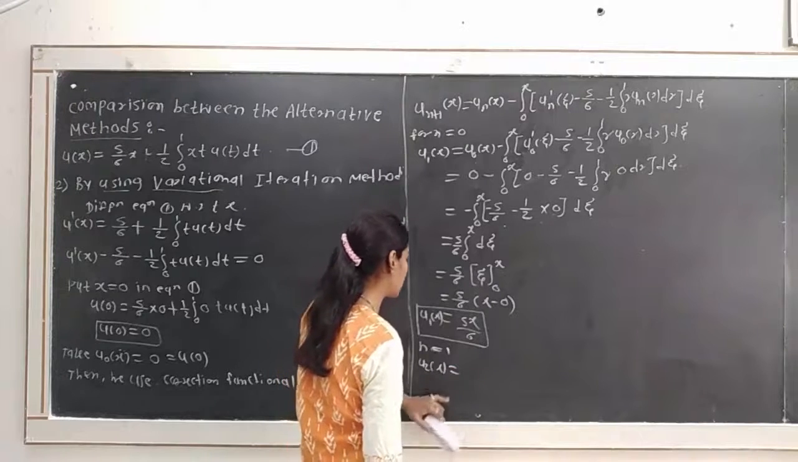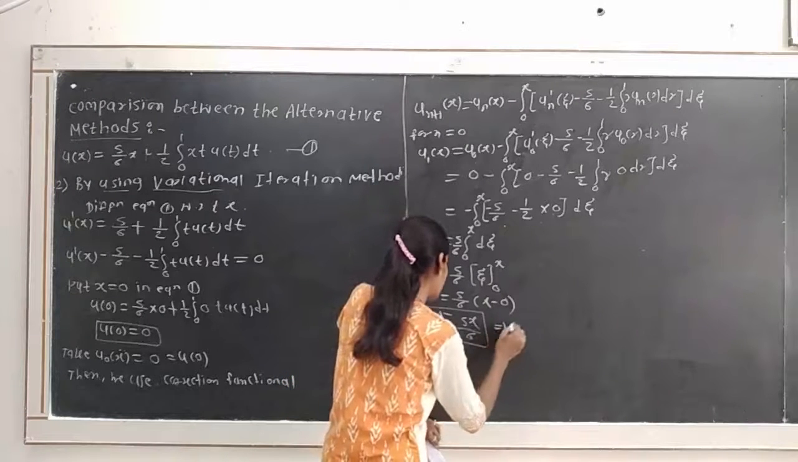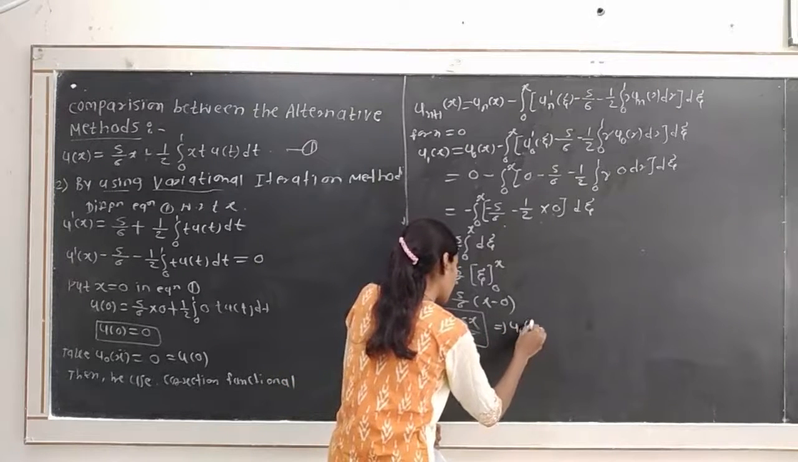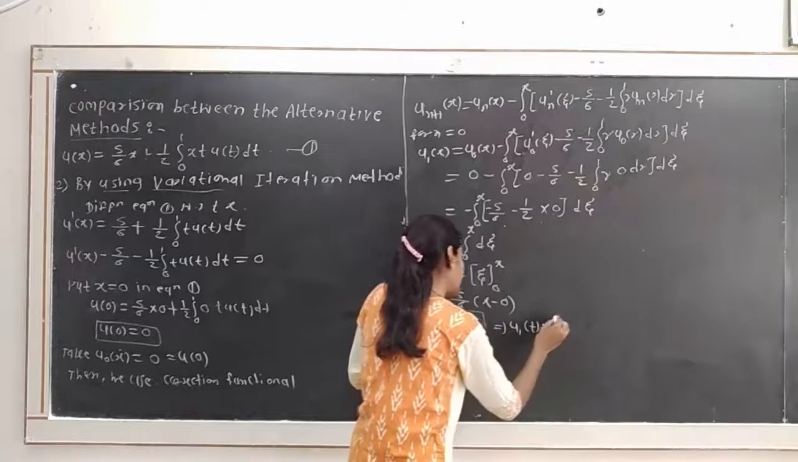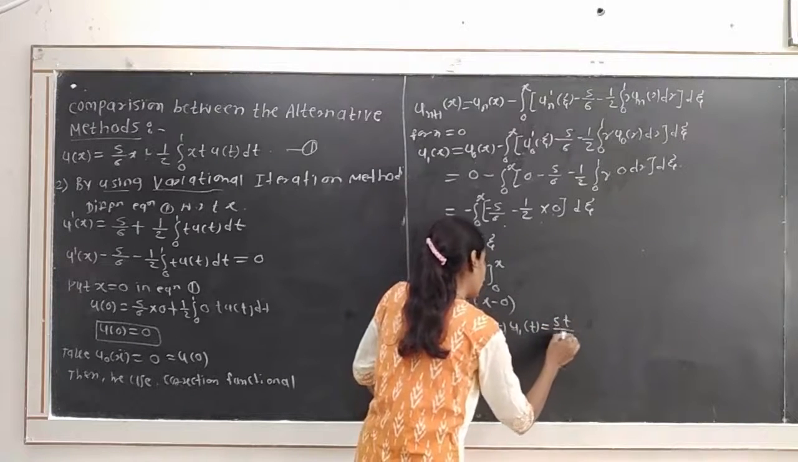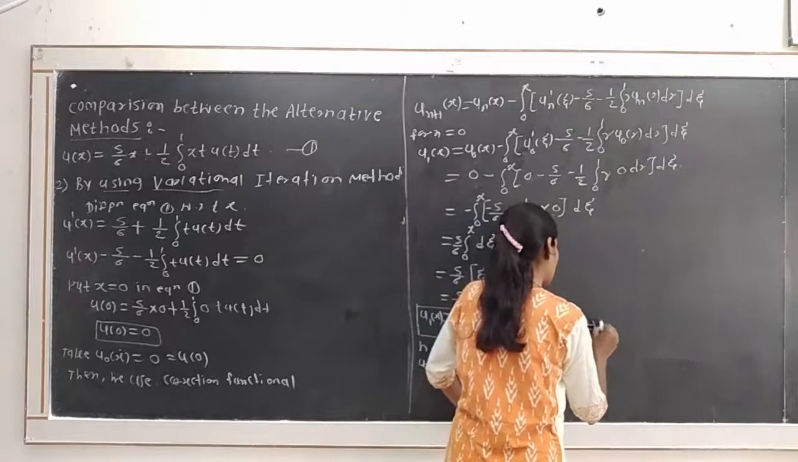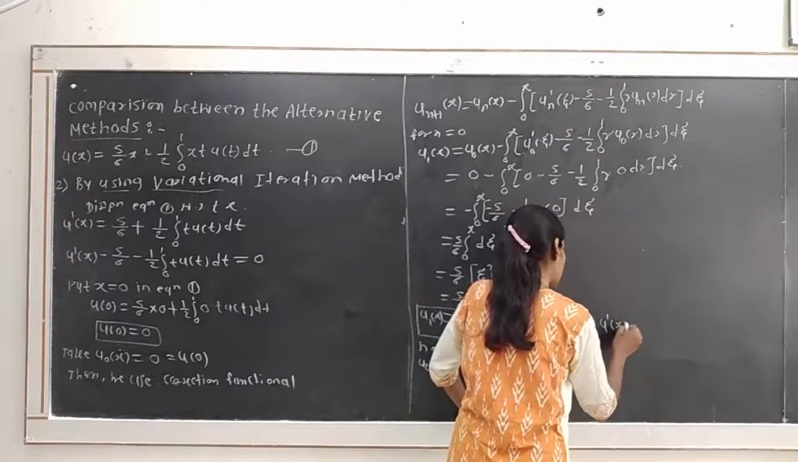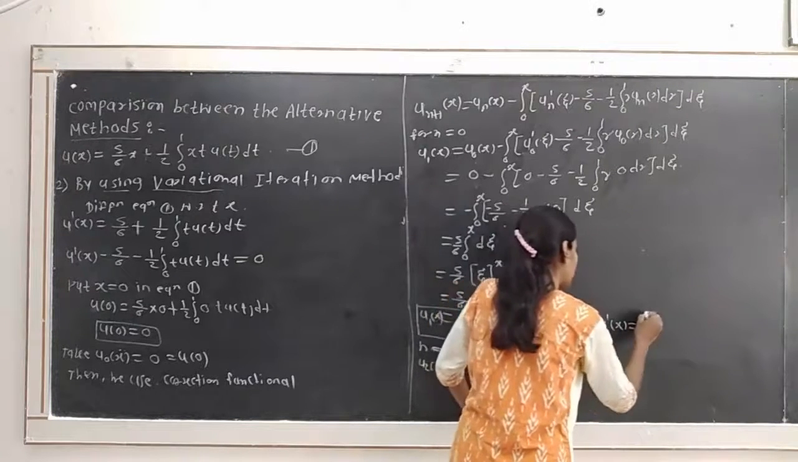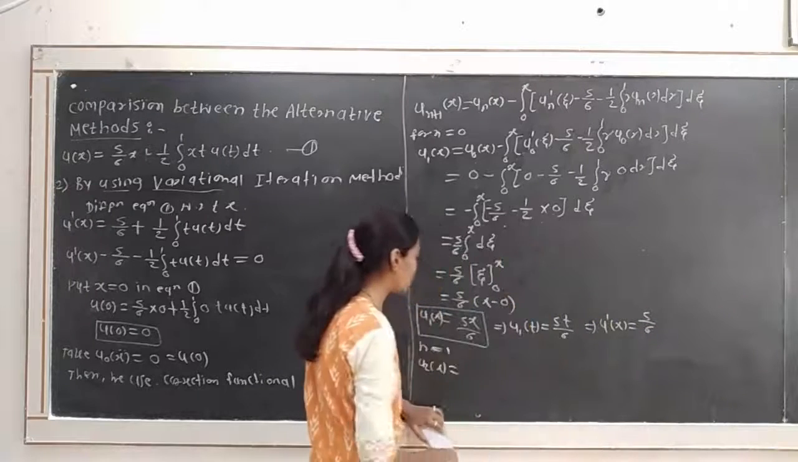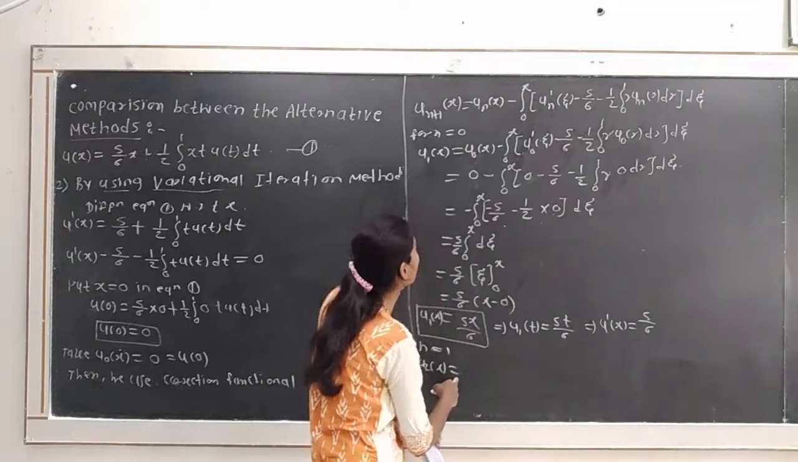Okay, so before finding u2 of x, here we can find u1 of t, and u1 of t is equal to 5t divided by 6. Also from that we can find u1 dash of x. So u1 dash of x we have to get 5 divided by 6, because we have to use that term in u2 of x.